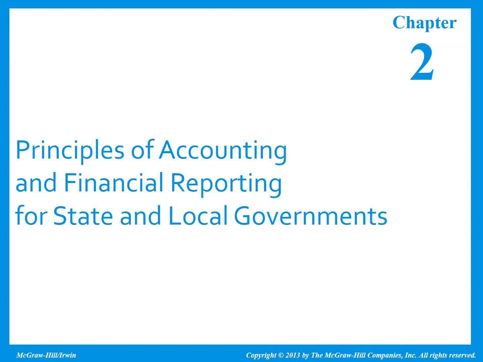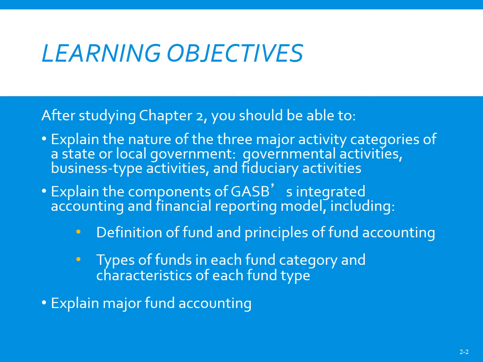All right, in Chapter 2, we're going to cover principles of accounting for and financial reporting for state and local governments. And in this chapter, we want to be able to explain the nature of the three major activities of state and local government. There's governmental activities, business type activities, and fiduciary activities.